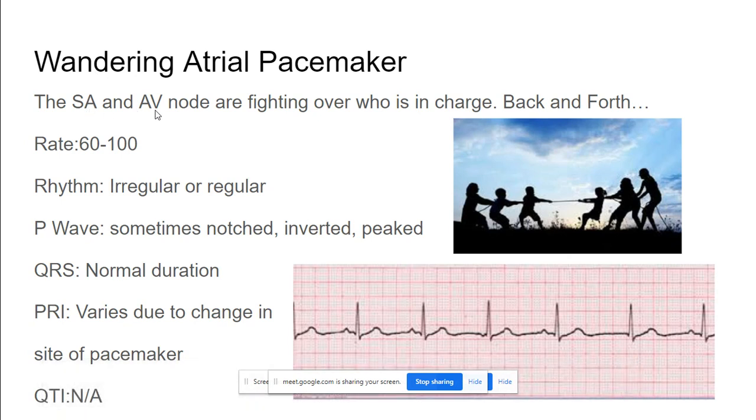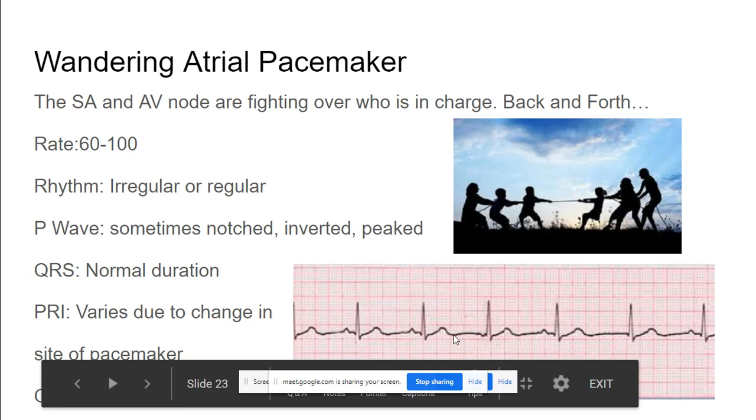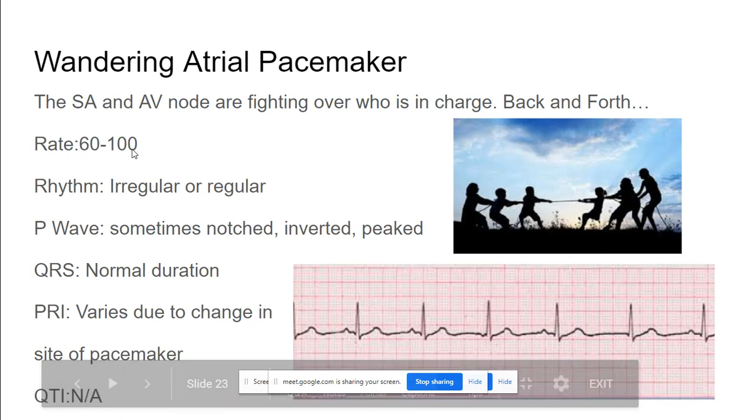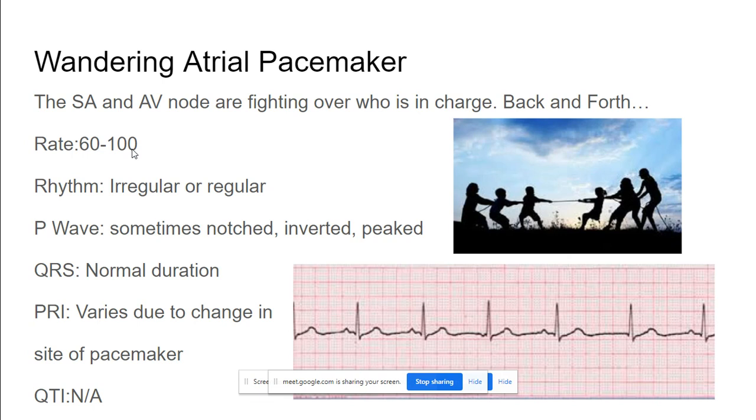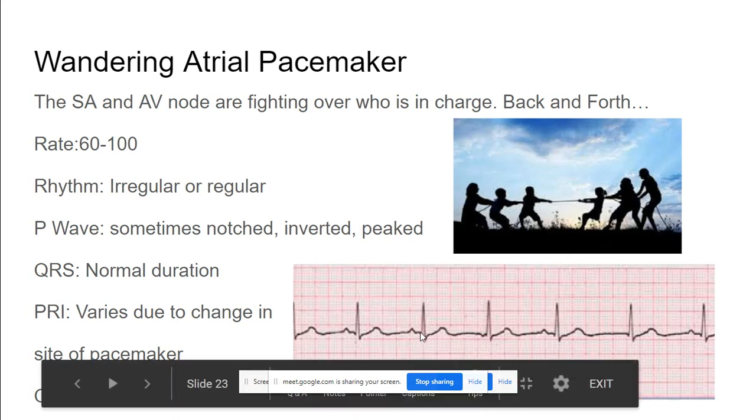That's all it is. Other than that, the rhythm is going to look pretty good and the rate will be 60 to 100. So if you just start by looking at the rate and then whether it's regular or irregular, and then you look at the P waves, you're going to know that it's wandering between the SA and the AV node. They're fighting.